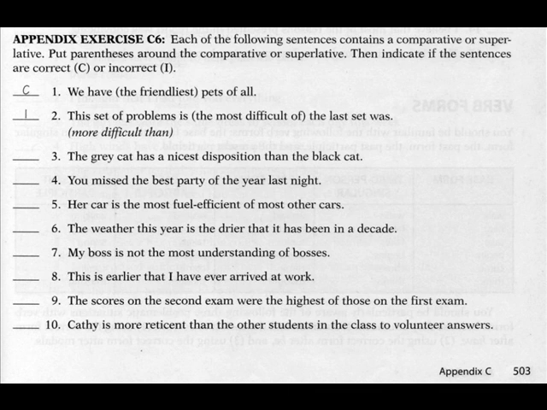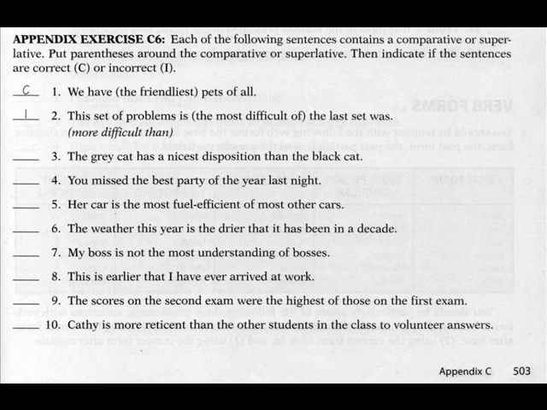So we sort of go into uncharted area, meaning now we're going to have to figure it out for ourselves. For number 3, the gray cat has a nicer disposition than the black cat. Is that correct or incorrect? Get your answer, what you think.